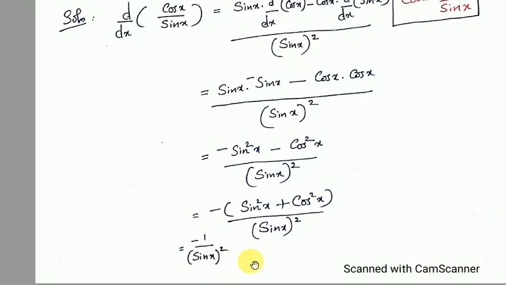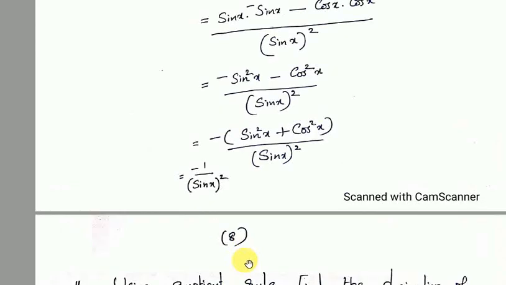If you want the answer in the standard form, you can again simplify this. 1 by sin x is cosec x. 1 by sin square becomes cosec square. 1 minus sin is here. Negative sign is already here. So minus cosec square x.